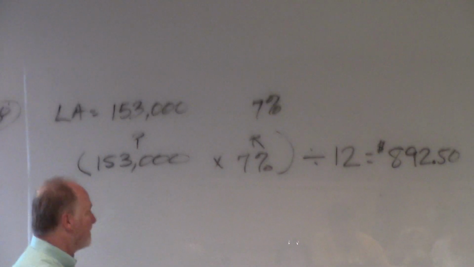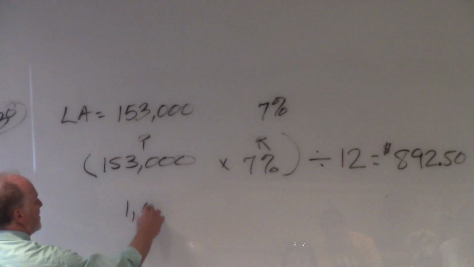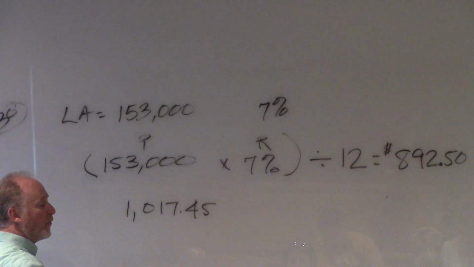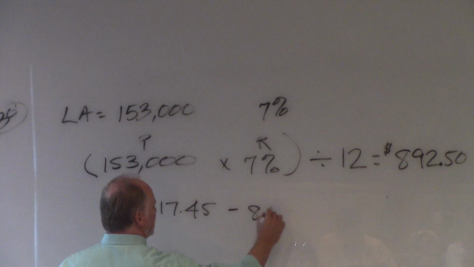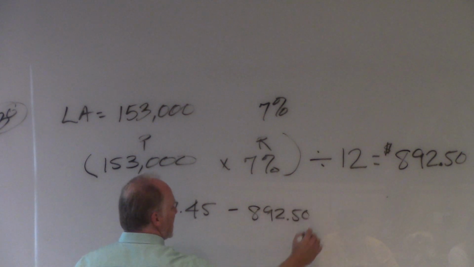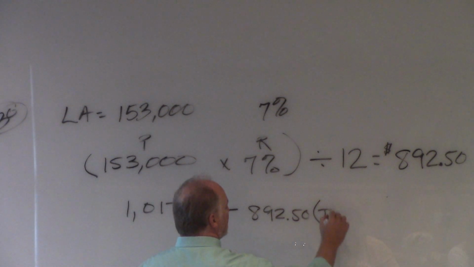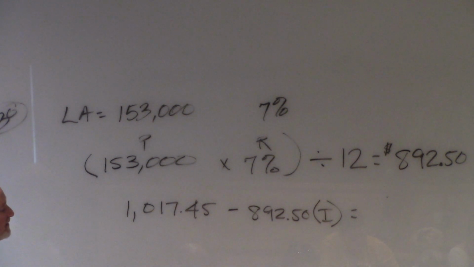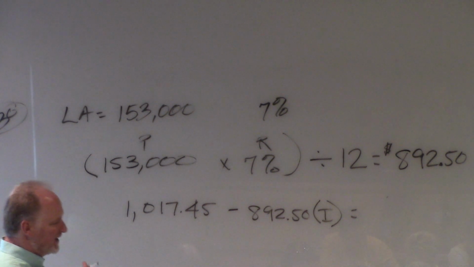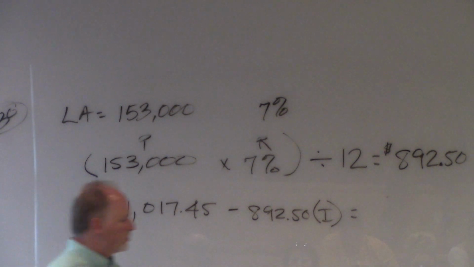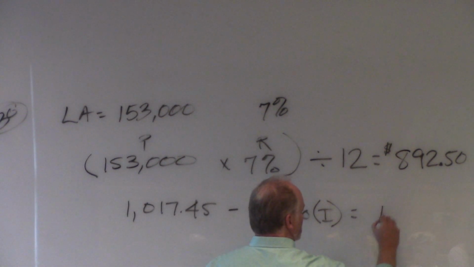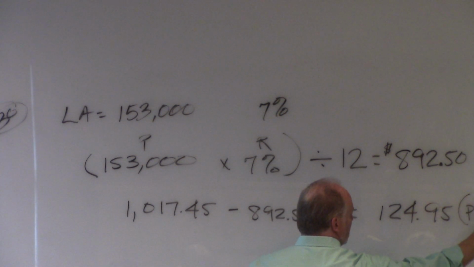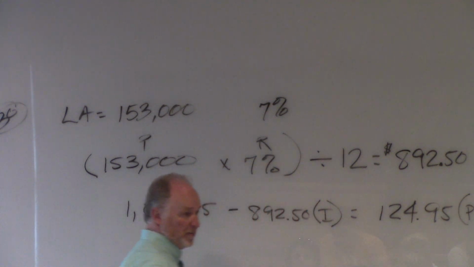So now, I know what my PI payment was, $1,017.45, which we learned from the other problems, of which $892.50 went to interest, and of course the rule is whatever did not go to interest went to principal reduction. So $1,017.45 minus $892.50 is $124.95. $124.95 principal paid. Make notes to yourself if you need to.